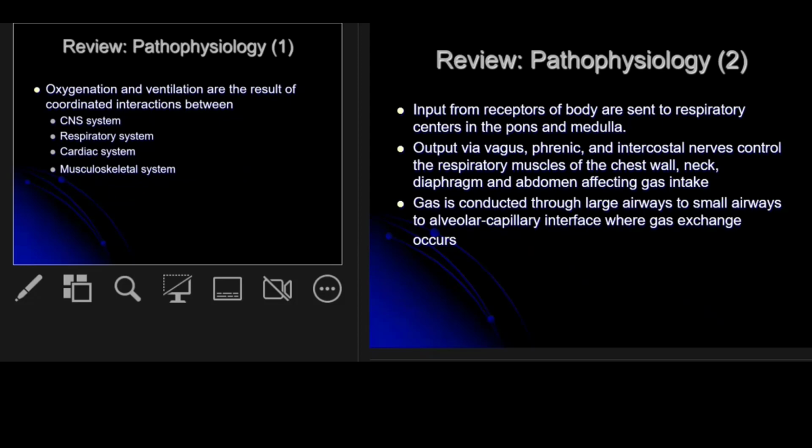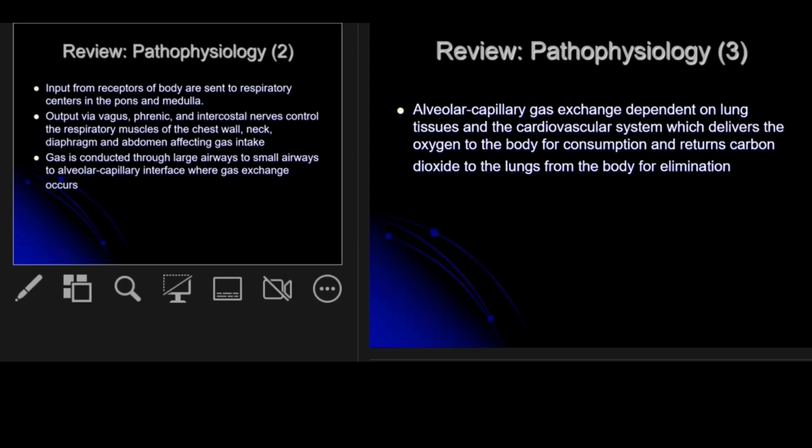So oxygenation and ventilation are the result of coordinated interactions between the central nervous system, the respiratory system, the cardiac system, and the musculoskeletal system. You get input from the receptors in the body that are sent to the respiratory centers of the pons and the medulla, and that tells you what you need to do. The output is through the vagus nerve, the phrenic nerve, and the intercostal nerves. This all works really well as long as the computer that runs the body is functional. That's the brain. But once the brain stops working, all of this stuff stops working as well. So gas is conducted through the large airways to the small airways where the gas exchange takes place.